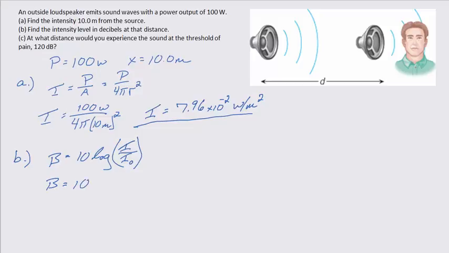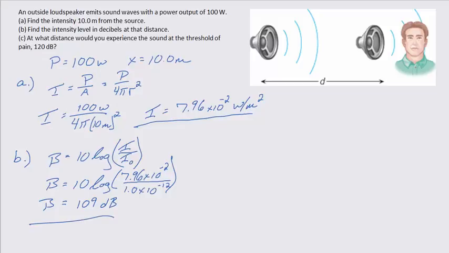So we see that 10 multiplied by the log of 7.96 times 10 to the negative second power watts per meter squared divided by our reference intensity, which is a constant value of 1.0 times 10 to the negative 12 watts per meter squared. So we can solve our equation to solve for beta. And we see that beta will be equal to 109 decibels.